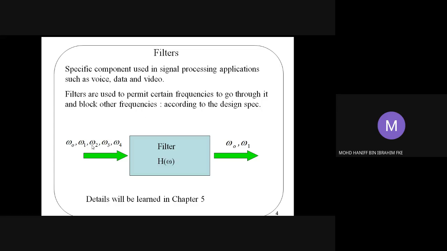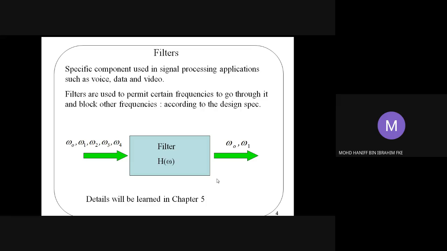Okay, so this is a graphical representation of the filters, in which we have 5 different frequency values, let's say omega naught up to omega 4. Depending on the filter's design specification, we are allowing only 2 frequencies, for instance, omega naught and omega 1. So the rest, omega 2, omega 3, and omega 4, are said to be blocked. This is the application of filters: to block frequencies and to permit certain frequencies to pass through.